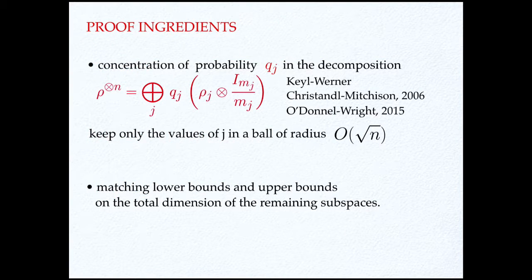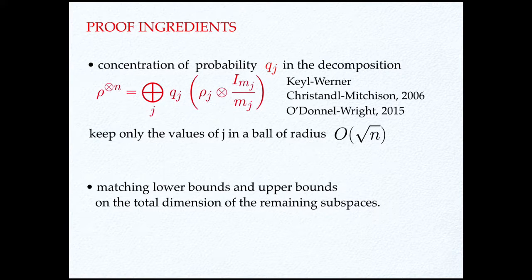So what are the ingredients of the proof? The first ingredient is, again, the Schur-Weyl decomposition, where we throw away the noise. The next ingredient is a concentration of measure result that is pretty standard by now. It was used by Keyl and Werner and other authors later. Essentially, it tells us that the probability distribution on these blocks, on J, is concentrated around the typical value in a ball of radius square root of n. So we don't really need to encode all these subspaces, but only the relevant ones where all the probability is concentrated. So this is a pretty standard result.